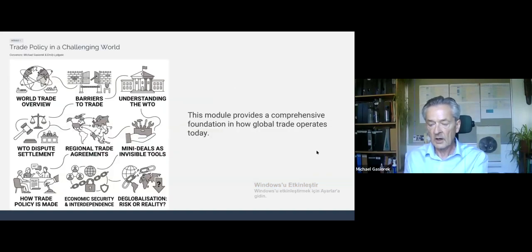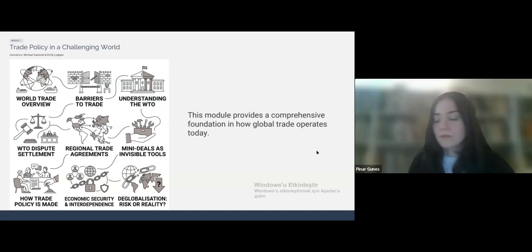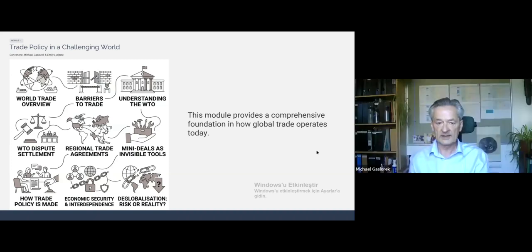Next slide. So I'm going to go through each of the 4 modules very, very briefly. I'm not going to go into great detail, but let me give you a flavour of what we're doing in each of the modules. So module 1 is trade policy in a challenging world, and you can see from the list of topics in that image, essentially this module provides a comprehensive foundation in how global trade actually operates today. Why do countries trade? How do countries trade? What are the barriers to trade? And it covers both the legal aspects and the economic aspects of trade. Next slide, please.